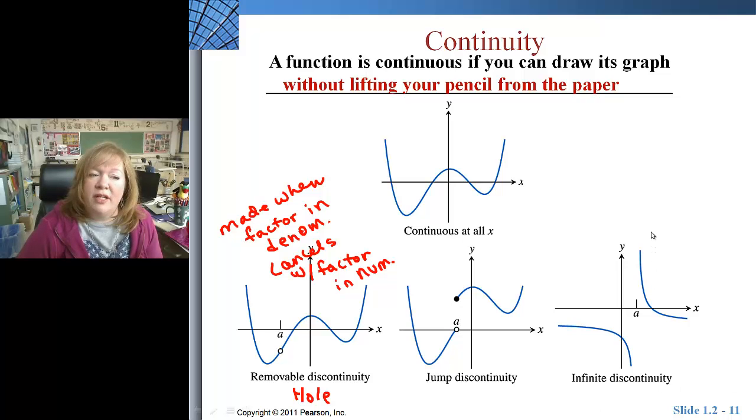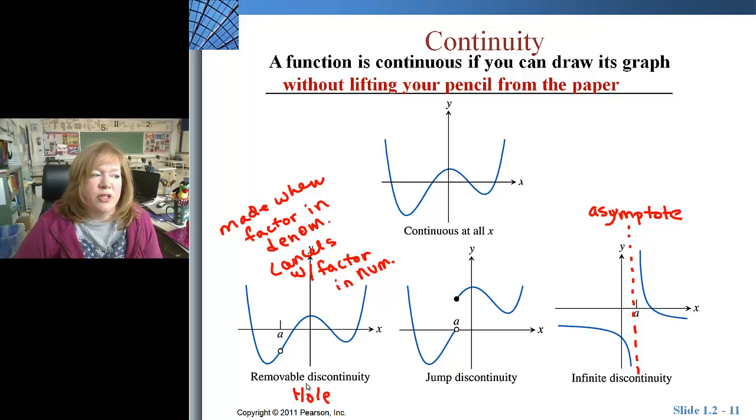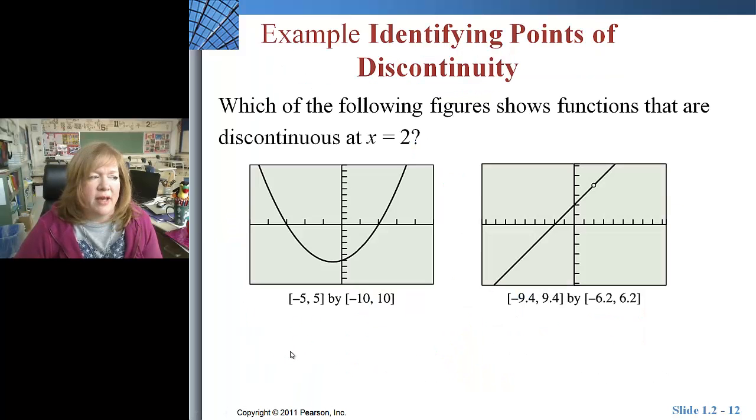Infinite discontinuity is where you have your asymptote. So this one, you can see you've got a vertical asymptote at x equals a. So those are the three types of discontinuity. This one is the only one that is considered removable. You can remove it because you know the function intends to be right at that value where that hole is. So the y value for x equals a would be your removable discontinuity. You know that value.